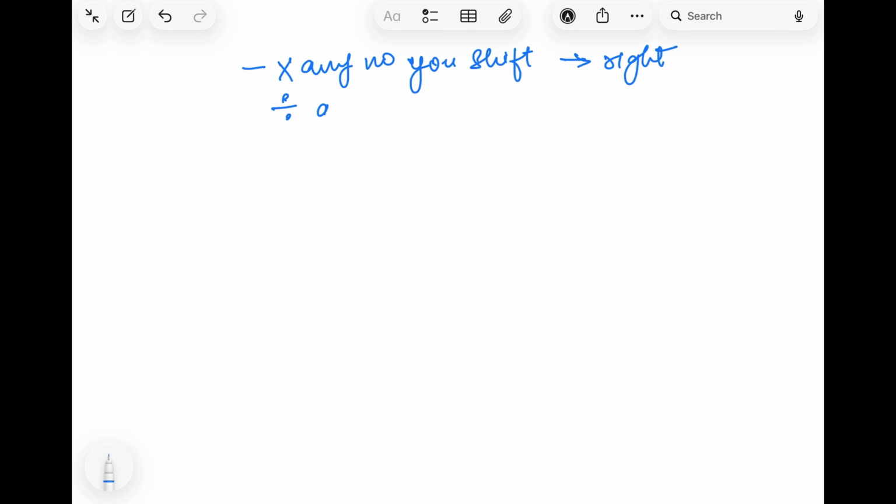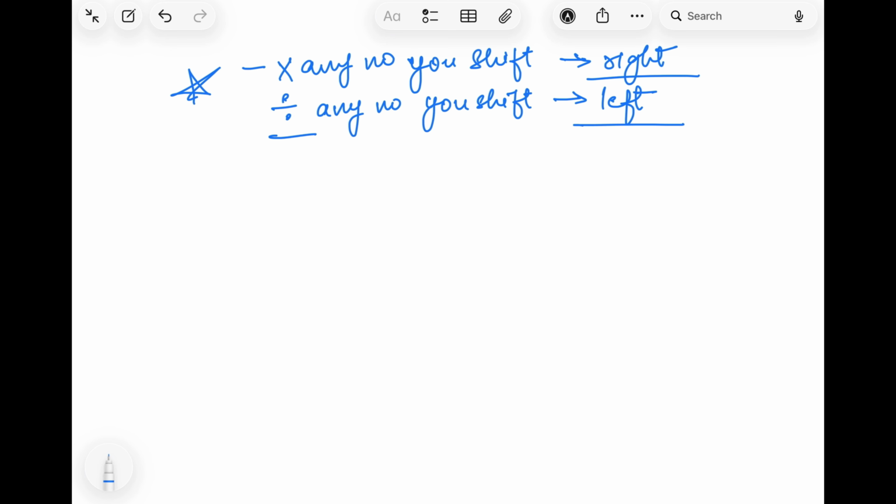When you divide any number, you just shift the decimal point to the opposite side, that is to the left. Again, these two things you need to remember. When you multiply, you shift the decimal point to the right, and when you divide, you shift the decimal point to the left. So this happens with the actual calculations. Now let's take up examples so that we understand what we studied till now.